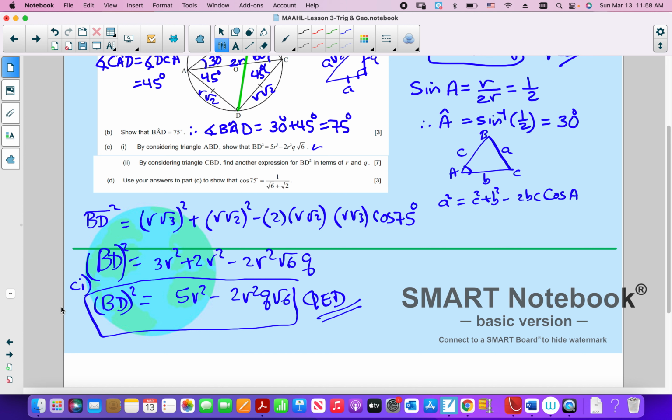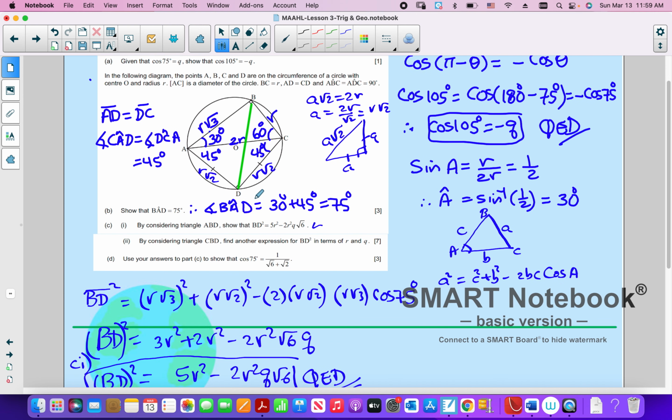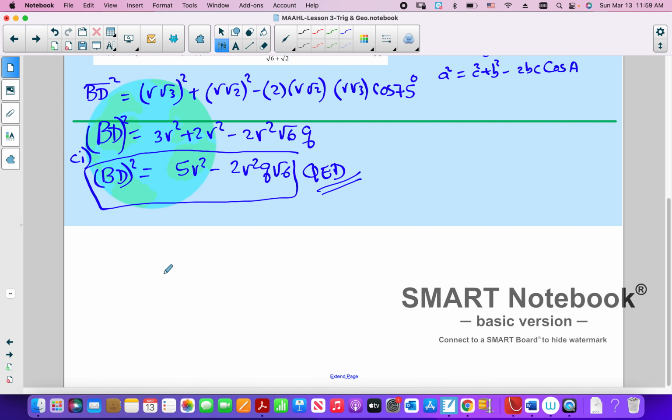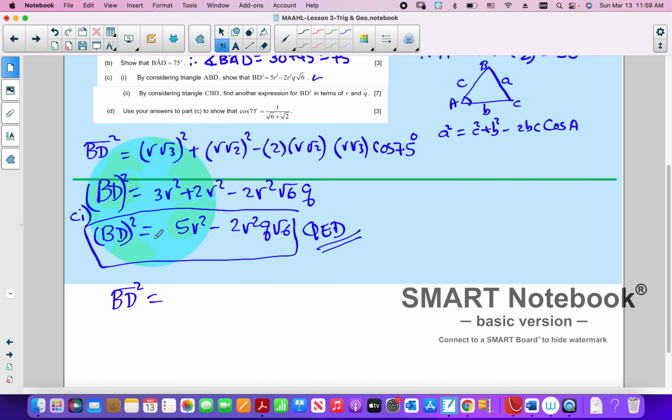For part II, by considering CBD, find another expression. So we are going to look at the triangle CBD, the same thing. We are going to use the cosine rule using BD, and the angle will be 105. So again, BD squared is equal to, the sides are R and R root 2, so that will be R squared plus R root 2 all squared minus 2 into R into R root 2 cosine 105.